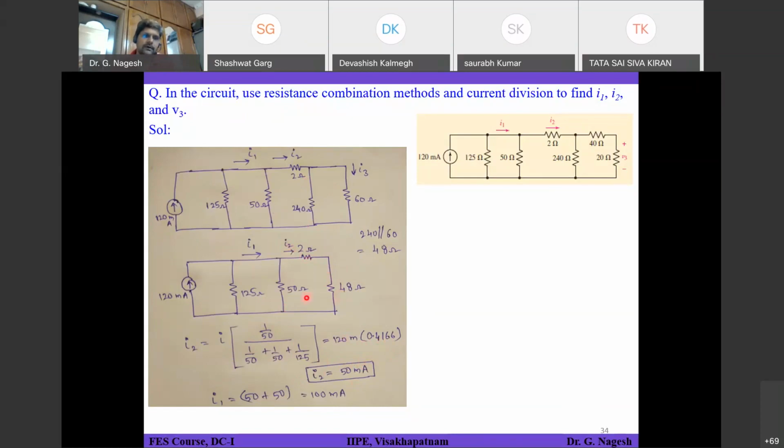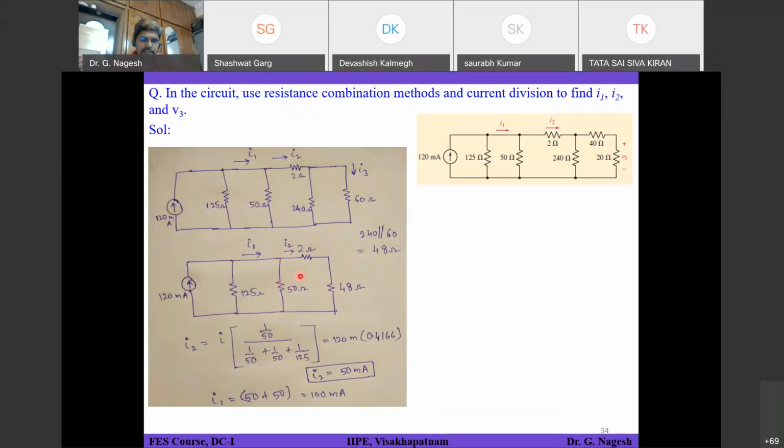Okay, what will be I1? If you observe in other way, similarly you can find out the current flowing through this 50 ohms also. Same formula you apply. This 50 ohms, that means the middle branch 50 ohms, you can find out, and you will understand that it will also be equal to 50 milliamperes. If you think in the other way, this is 50 ohms and this is also 50 ohms, so current should be divided equally between the two resistors. Since they are connected across the same pair of nodes, current division will be equal.